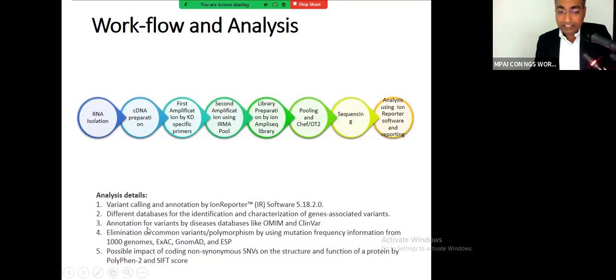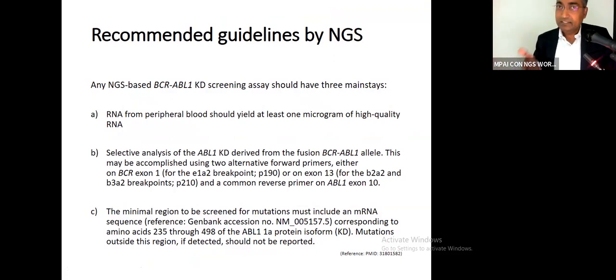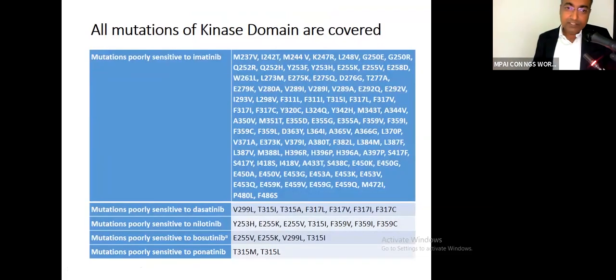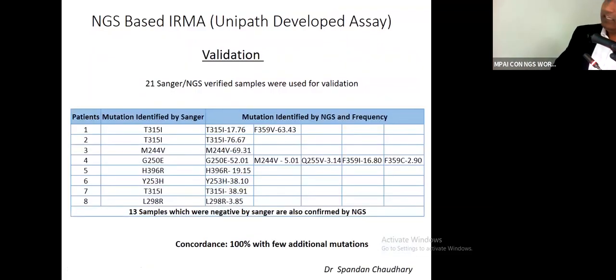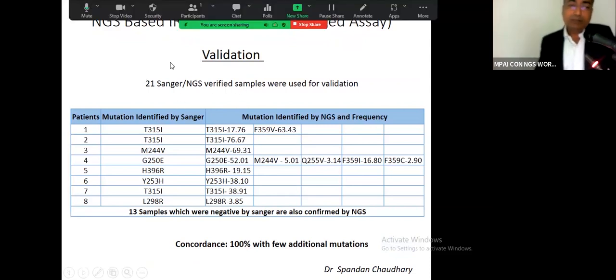And we mention some of the exclusions that we apply. It is coming into the guidelines that you need to move to an NGS-based assay in this area, and kits are not available, so you need to customize. Some of the mutations being covered are shown. Here is some data on 21 samples we validated, and all the samples were validated by the Sanger sequencing-based assay.